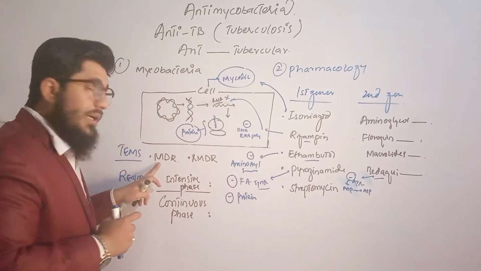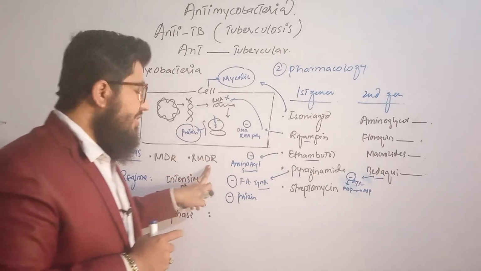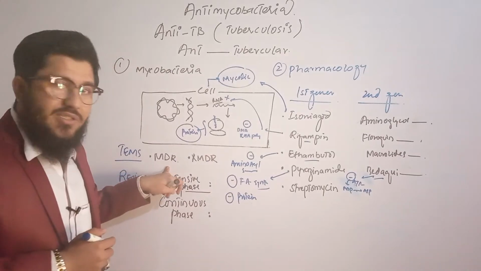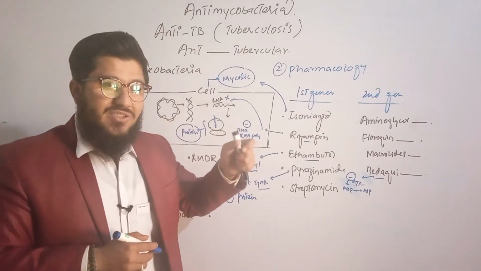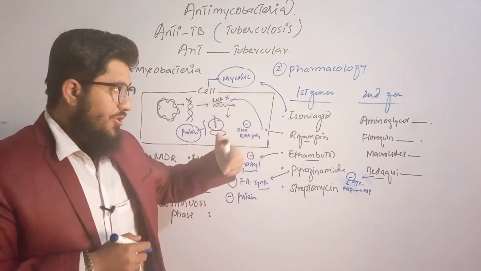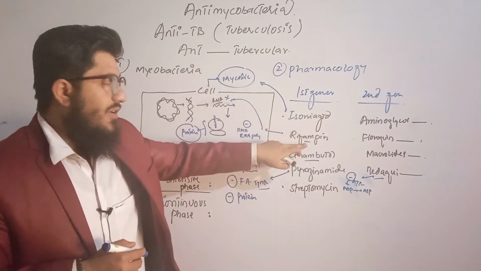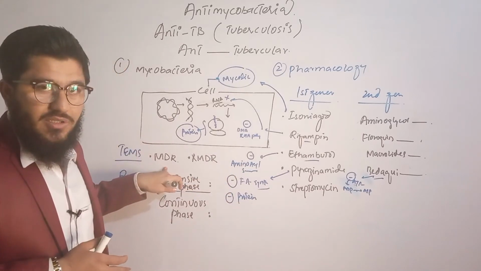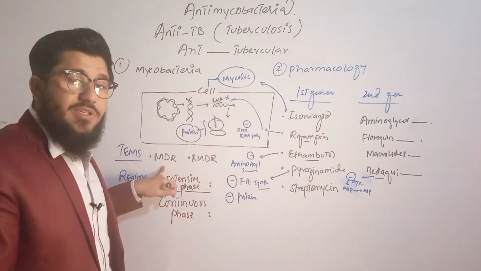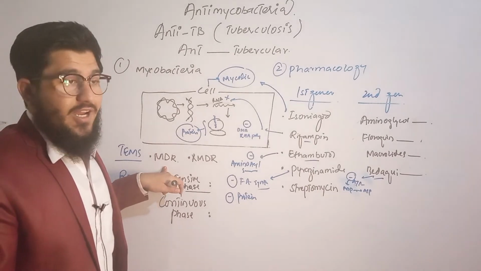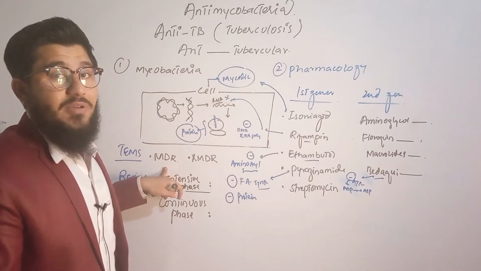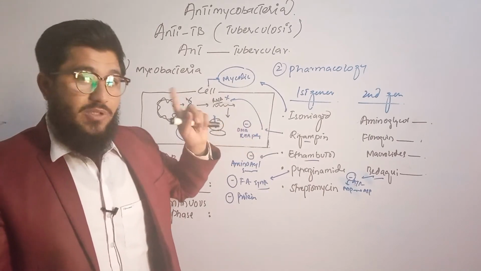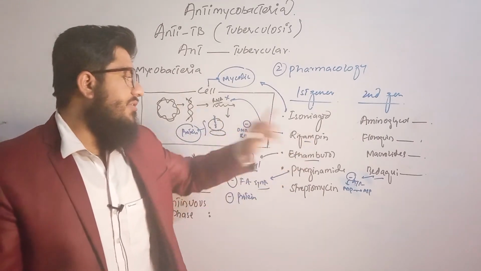Now let's come towards the terms MDR and XDR. MDR stands for multiple drug resistance and XDR stands for extensive drug resistance. Multiple drug resistance is when a patient shows resistance against isoniazid and rifampin, these two. Then that particular patient is a multiple drug resistant patient, named an MDR patient, and the person has MDR TB, which is the resistance of that bacteria against isoniazid and rifampin.